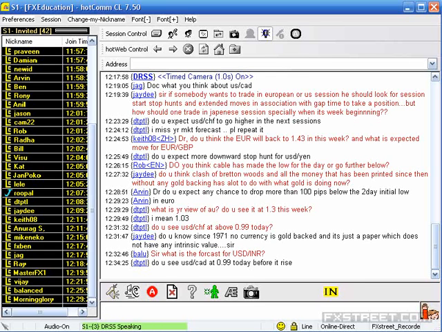So no more questions. Okay. Do you see USD CAD at 0.99 today before it rises? Yeah, there could be a possibility. They may make 0.9967 or 0.9976 as an intraday low and then go up.